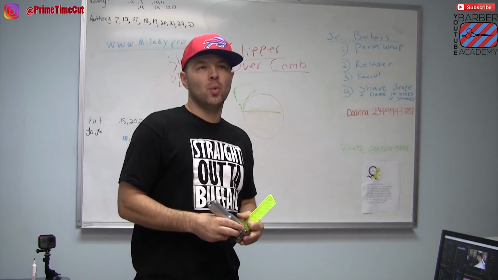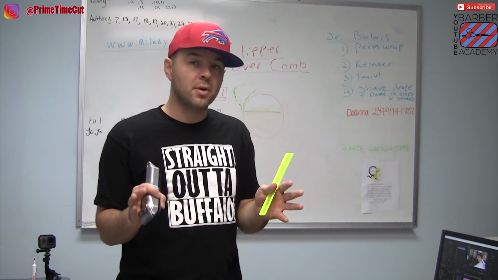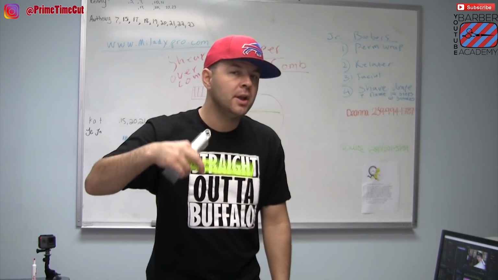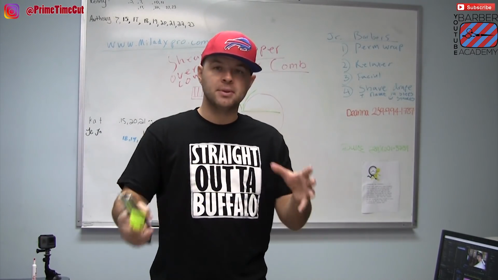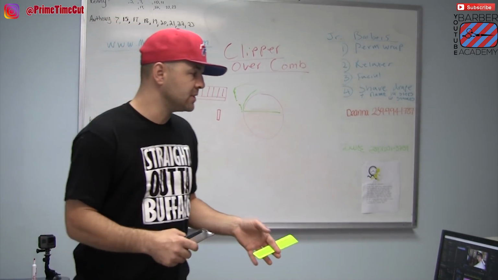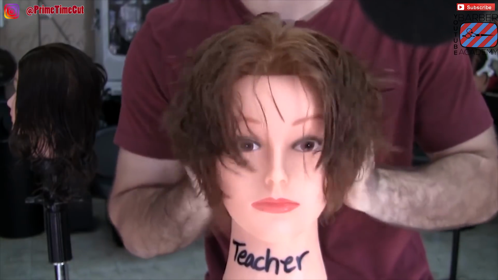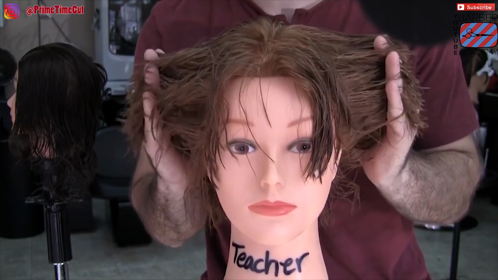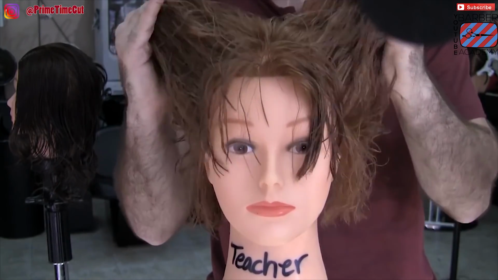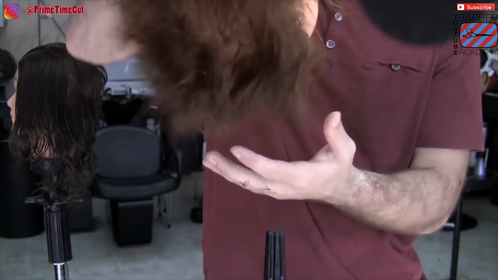So we're going to look at the clipper over comb when we're done, and we're going to be able to comb through it in a couple different ways. We'll be able to check if it's even on both sides, but also one of my other favorite techniques to check if it's even. Sometimes what I like to do is take my fingers, set everything down, slide it all the way into the base of her scalp, and kind of feel it and pull out.